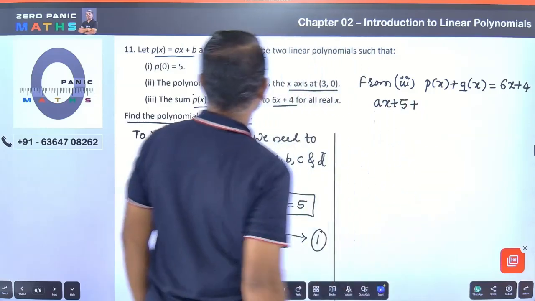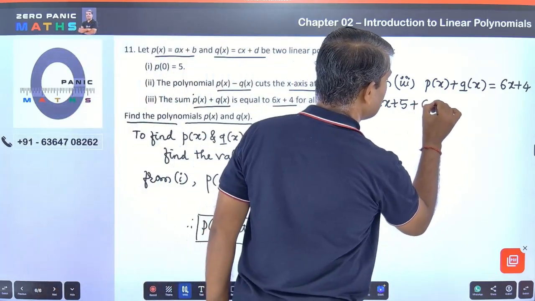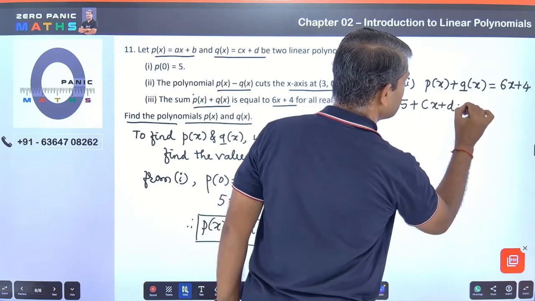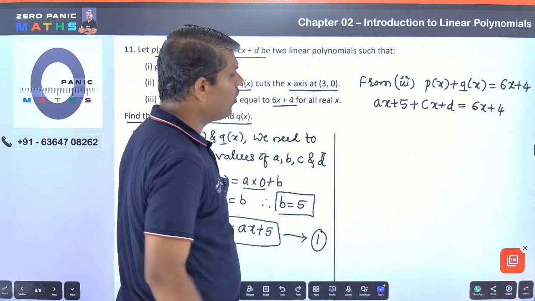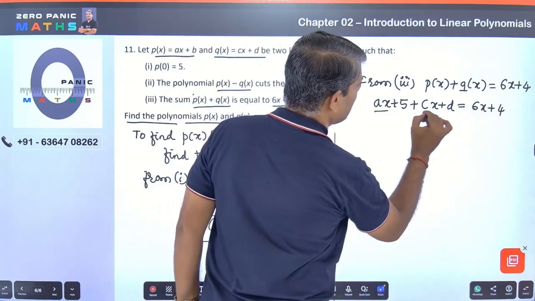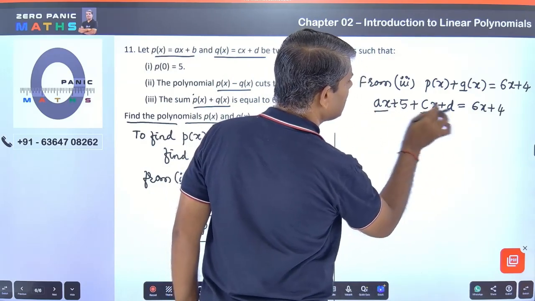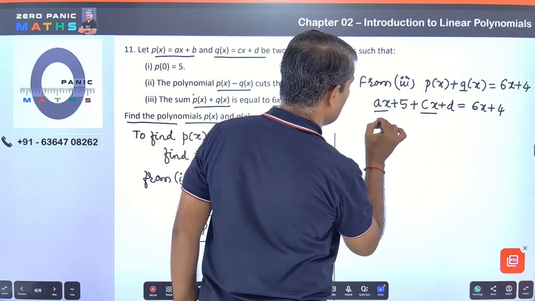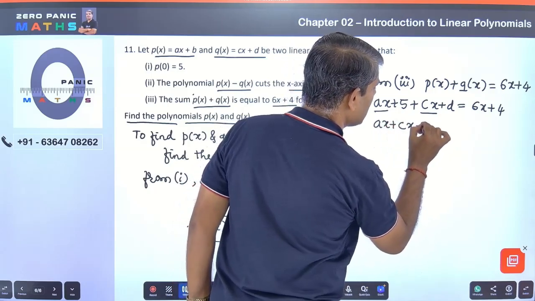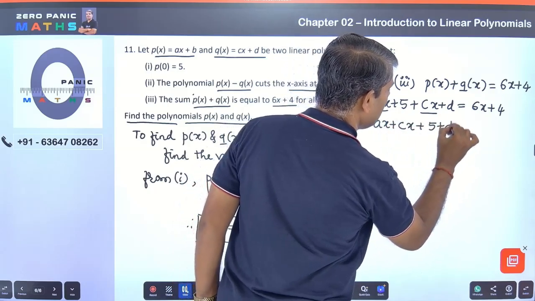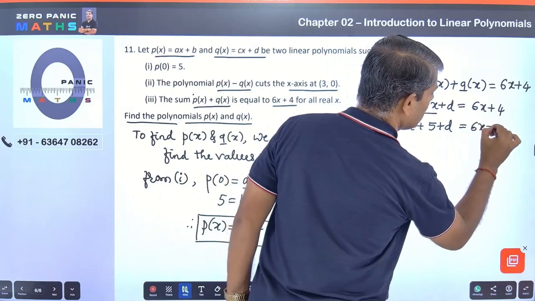Plus what is q of x? cx plus d. Let me write that: cx plus d is equal to 6x plus 4. Now just group the x terms on one side and the remaining terms on the other side. So it is ax plus cx plus 5 plus d is equal to 6x plus 4.